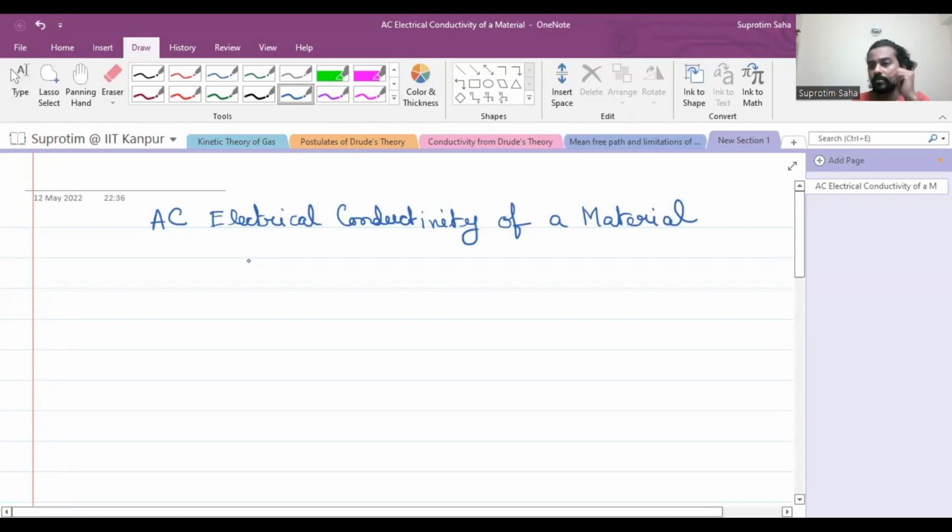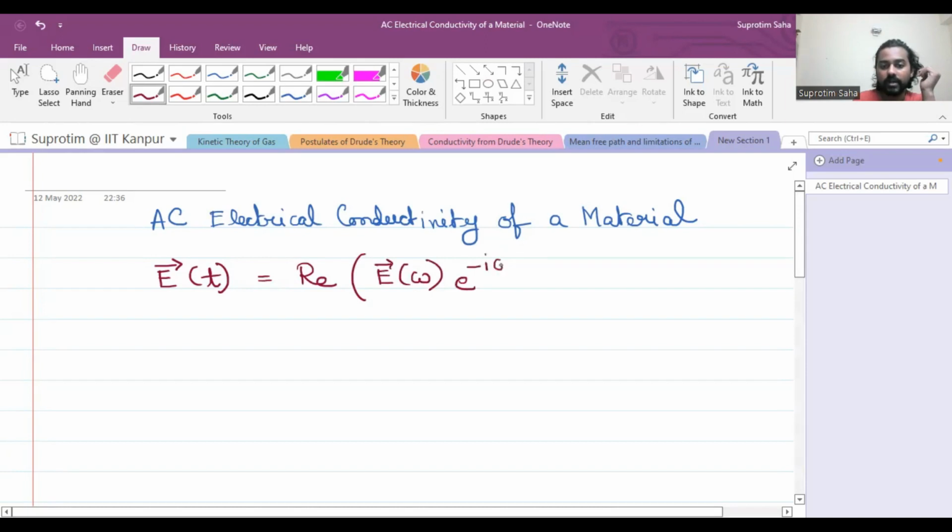So now consider an electromagnetic field. First, let us consider an electric field. An electric field can be written as, let me just change color, vector E equals the real part of something which depends on the frequency, e raised to minus i omega t.